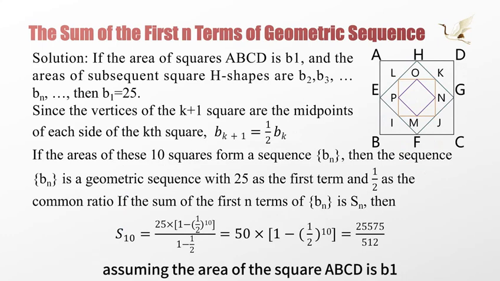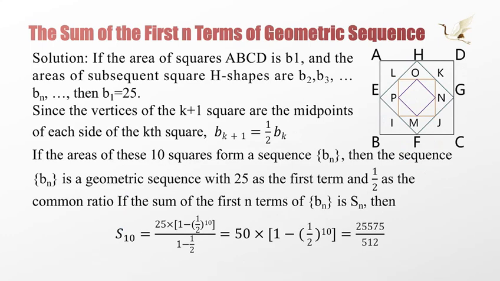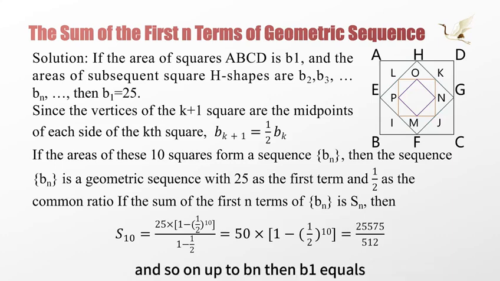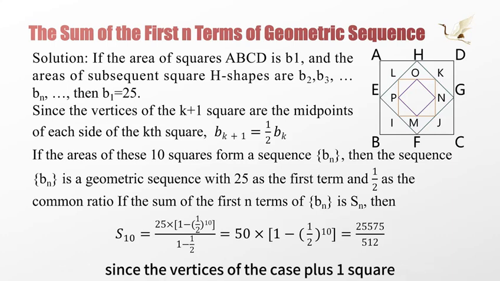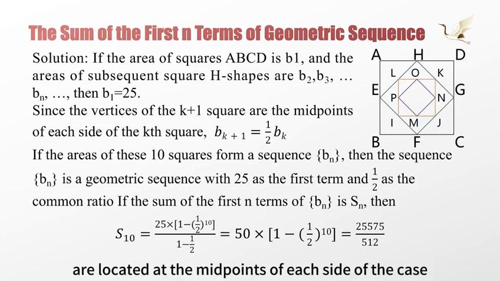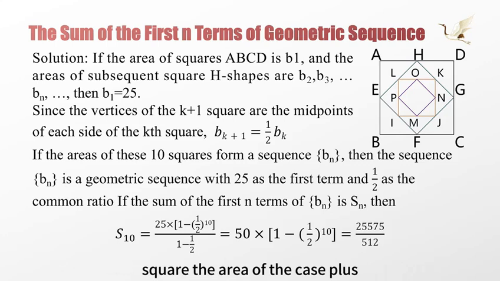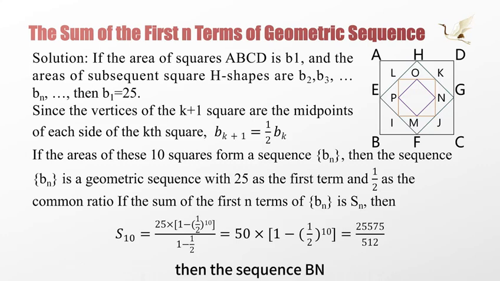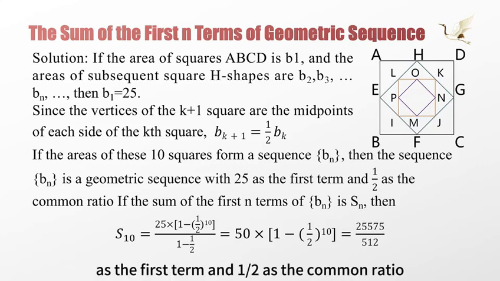Assuming the area of the square ABCD is b1, and the areas of the subsequent squares are denoted as b2, b3, and so on up to bn, then b1 equals 25. Since the vertices of the (k+1)th square are located at the midpoints of each side of the kth square, the area of the (k+1)th square should be equal to half the area of the kth square. Let the areas of the 10 squares constitute the sequence bn. Then the sequence bn is a geometric sequence with 25 as the first term and 1/2 as the common ratio.